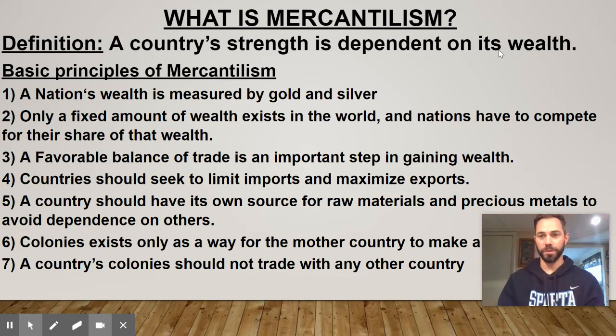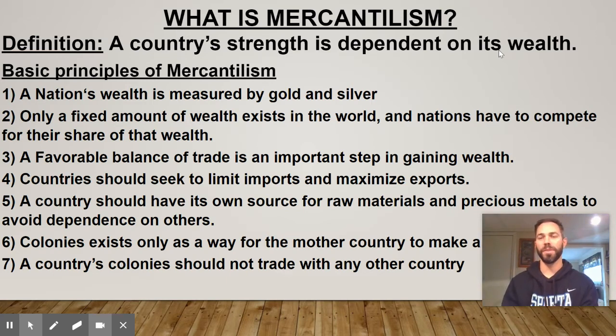Number 2, there's only a finite supply or a fixed amount of wealth in the world. And therefore, nations have to compete for it, right? And that's obviously going to cause some tension, as we'll see. And so, finite supply of wealth, gold and silver is how you measure wealth, right? We got to go out and get as much as we can and accumulate as much wealth as possible.